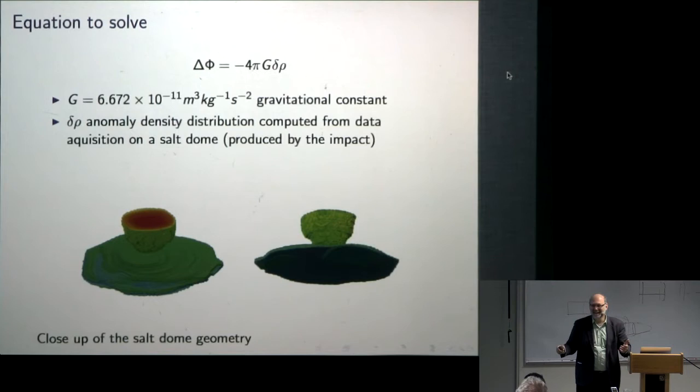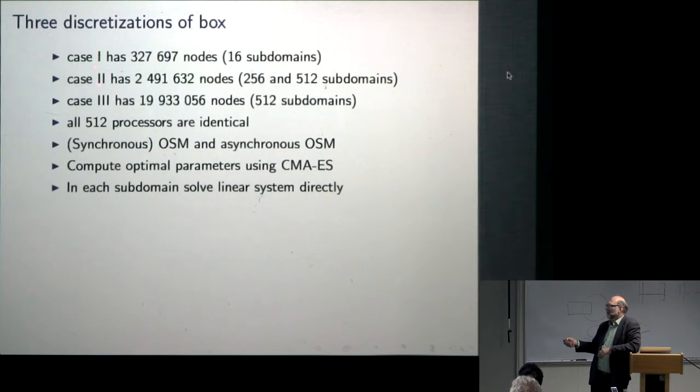I'm going to show you four cases really, but three different discretizations: 300,000 nodes, 2.5 million nodes, and about 20 million nodes. On purpose, I'm choosing a homogeneous network of processors because my expectation is that if they're inhomogeneous, this is going to work better because I have less load balancing. So I'm choosing kind of the best or the worst, if you like. If it's going to work for this, then it should work for the other case as well. Except we run it on a different kind of machine, so I cannot compare them. I'm going to run the regular synchronous optimized Schwarz with the parameters that I get from this software. It's the same parameters in both synchronous and asynchronous runs. And as we discussed, in each subdomain, I just solve directly.